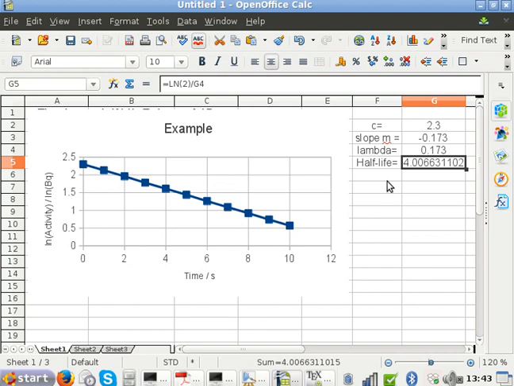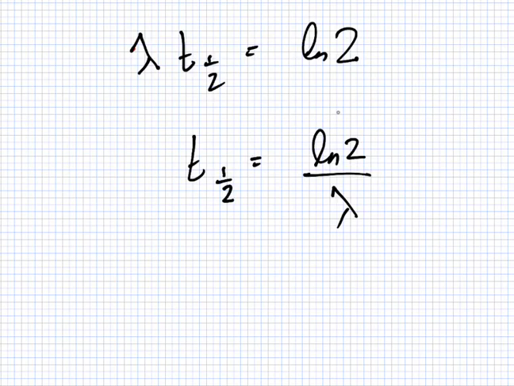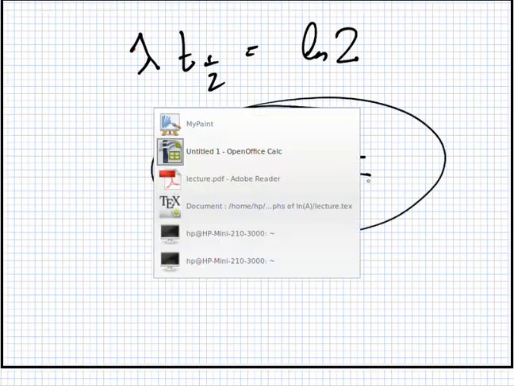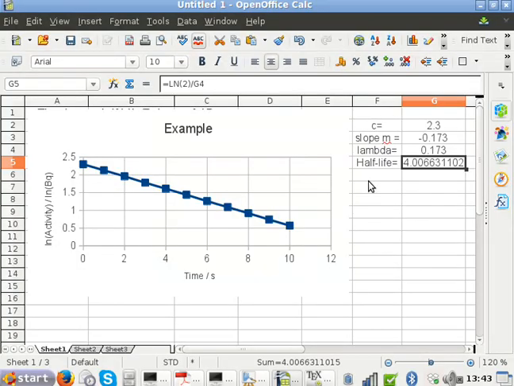4 seconds, basically. Do you get 4, Louise? For this? No? You are using this formula. Yeah? So, type in on your calculator log 2 divided by 0.173. Yeah, 4 seconds, yeah, okay.